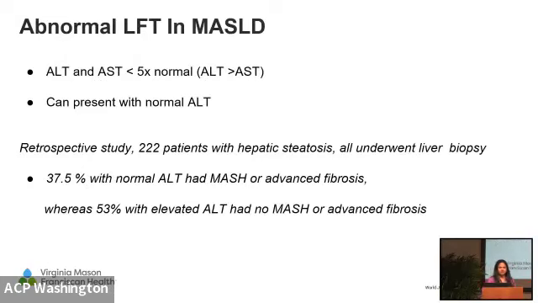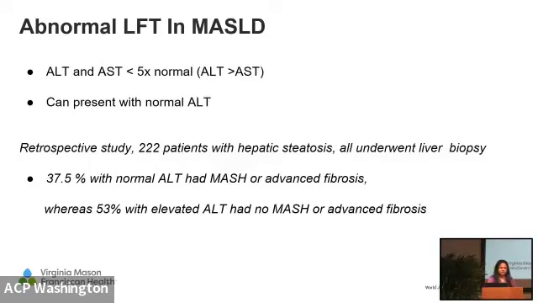So what about abnormal LFTs in MASLD? ALT and AST can be elevated. However, it's usually less than 5 times the upper limit of normal. In other words, if you have a patient with MASLD who comes with an ALT of like 500, 600, think of other causes which can be an overlap along with the MASLD. But most important, they can have normal ALTs.